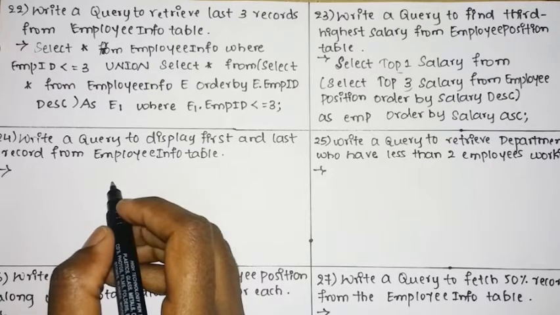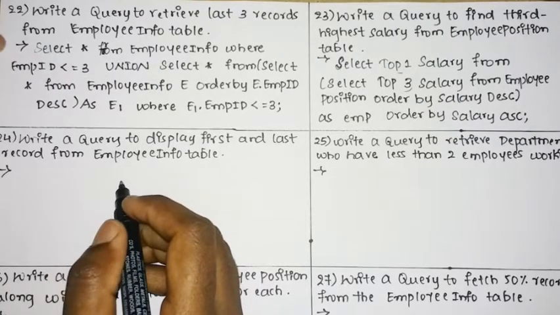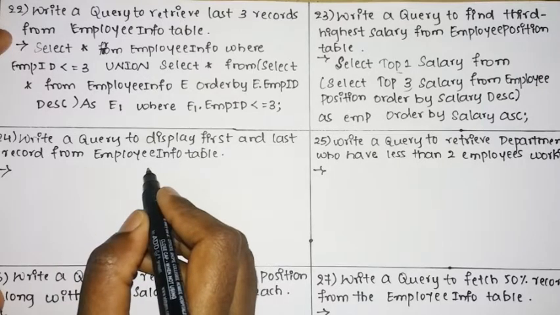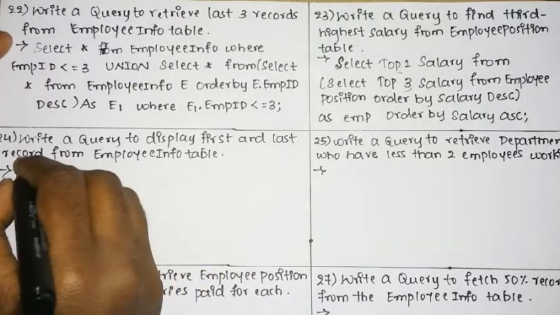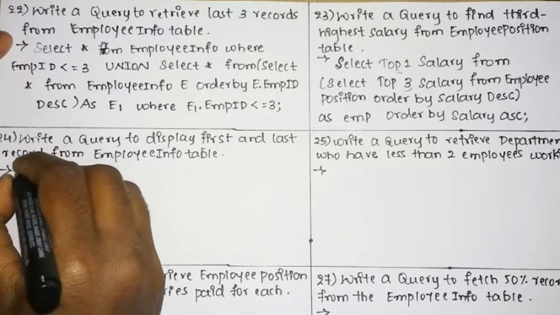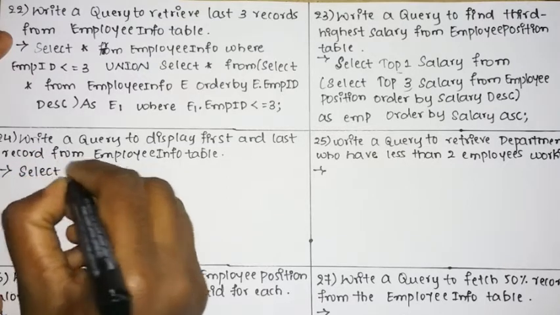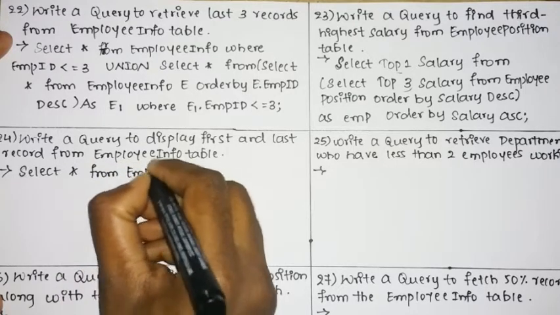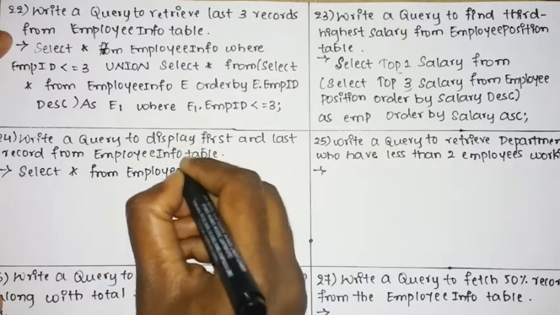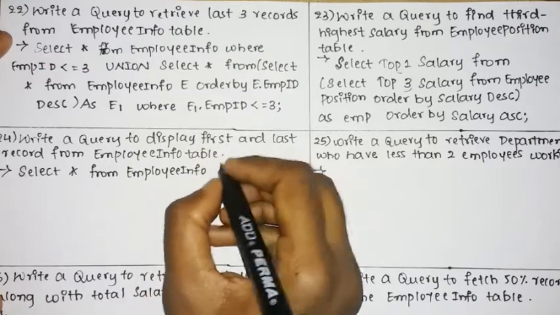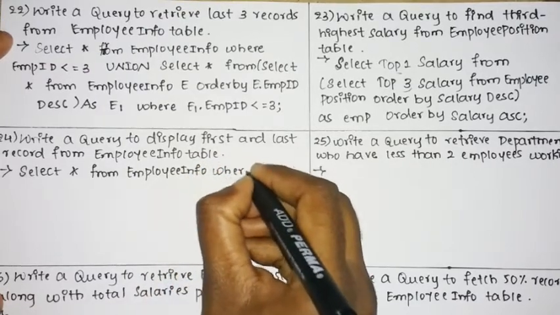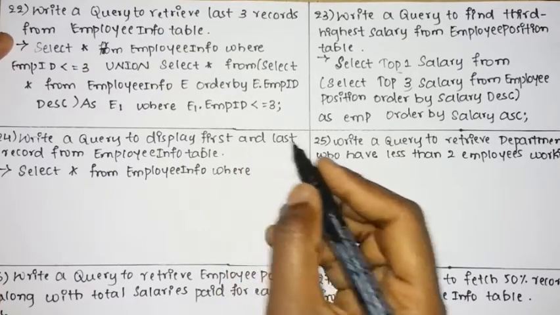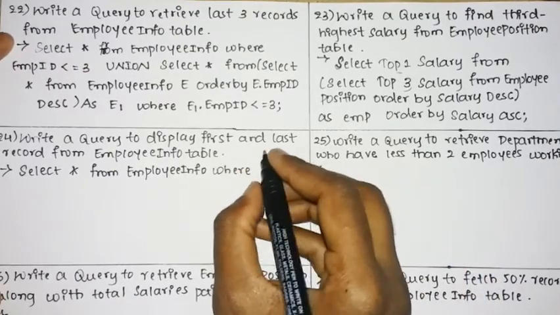So next thing is write a query to display the first and the last records. So you need to display the first and the last records from the employee info table. So here also you are going to write a select statement. So select star from employee info, that is the name of the table. So select star from employee info where, so again first and the last records, where employee ID should be equal to, so you need first and the last record.